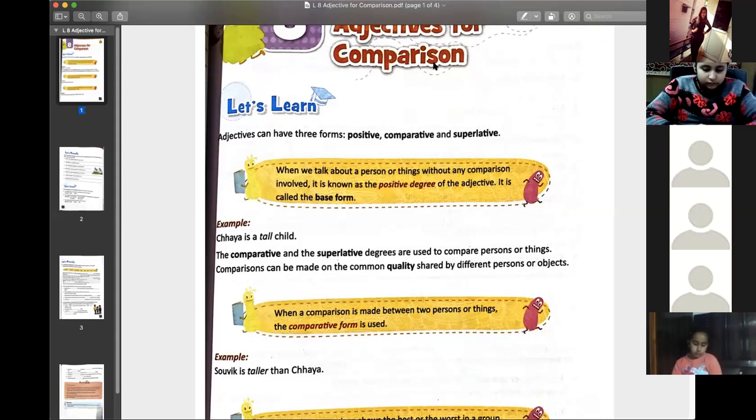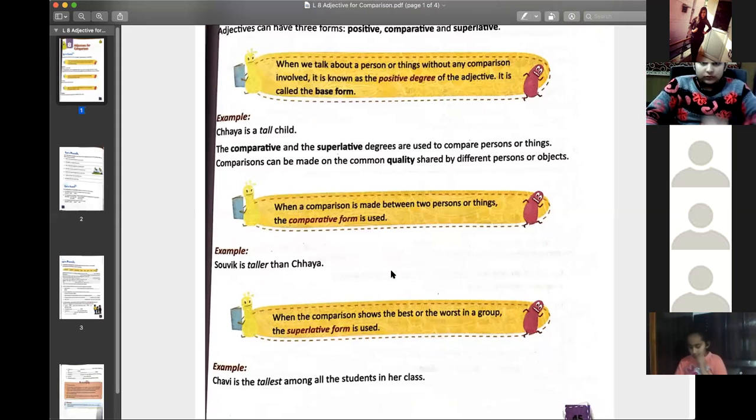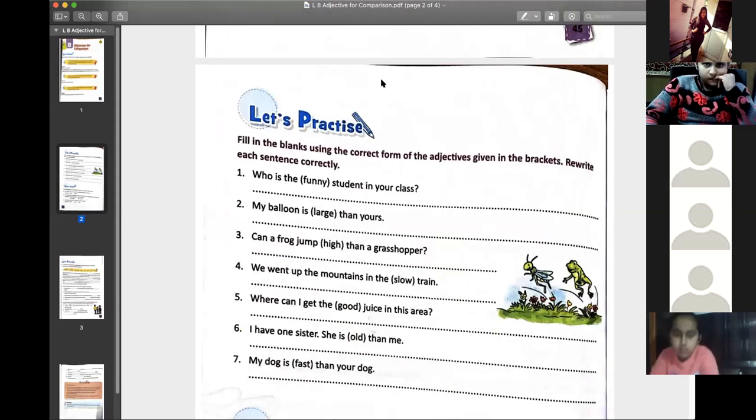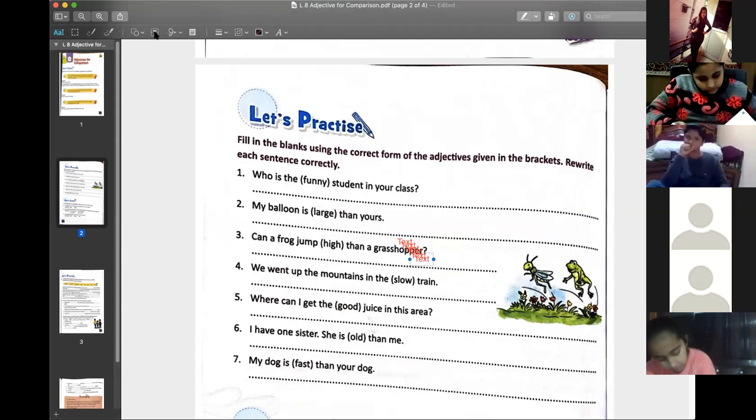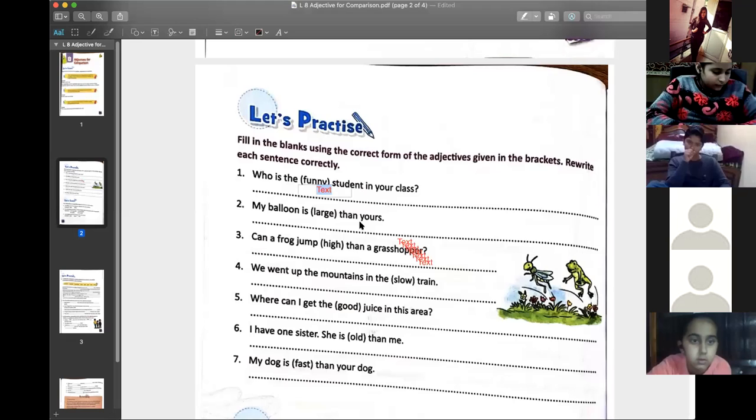This is just telling you the definitions of positive, comparative, and superlative that we have already done, right? Let's see this question. In this, you have to just change the adjectives into superlative or comparative degree as per the requirement. Who is the dash student in your class? Gunjan?